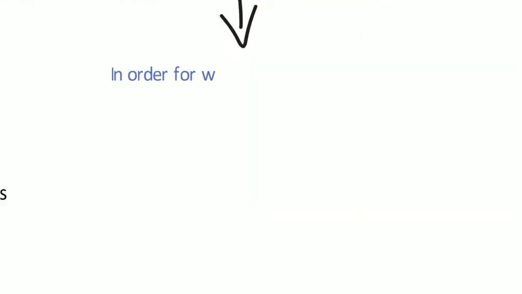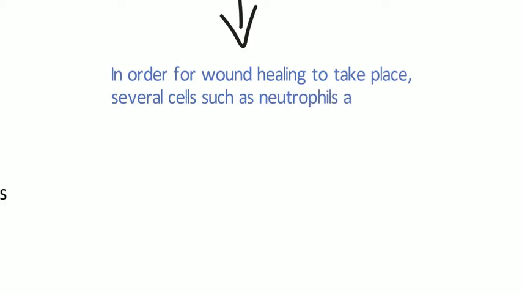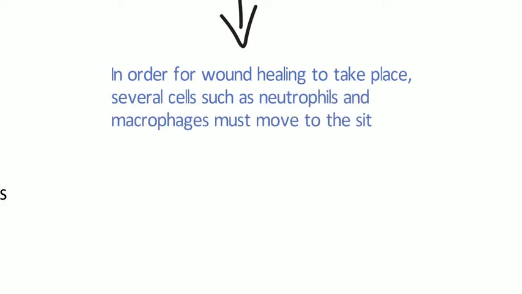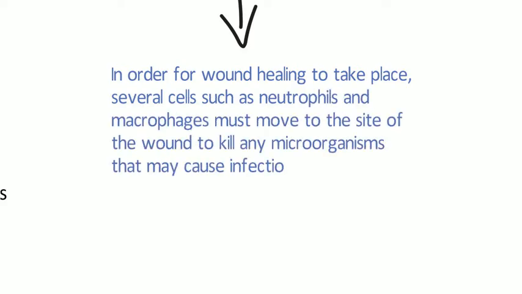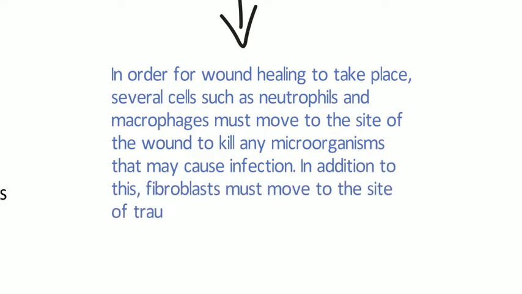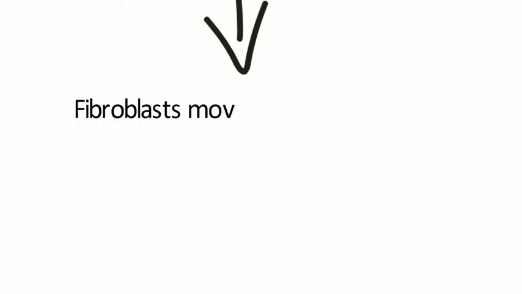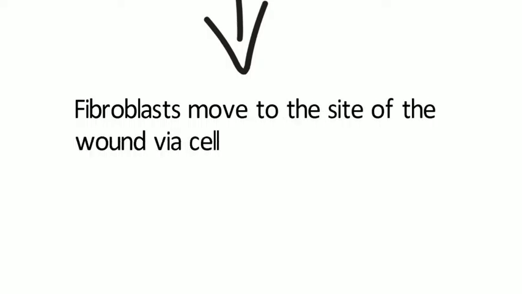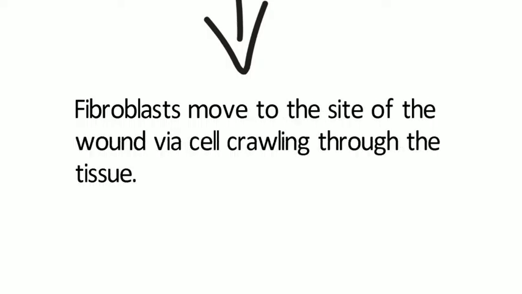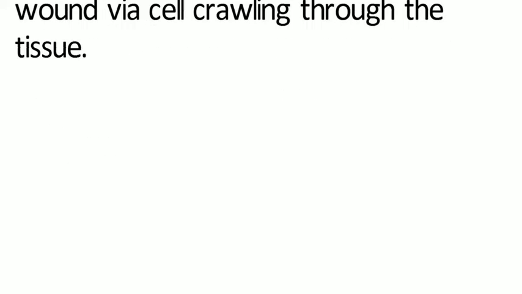If this barrier is breached, then the body must repair itself or risk serious consequences. In order for wound healing to take place, several cells such as neutrophils and macrophages must move to the site of the wound to kill any microorganisms that may cause infection. In addition to this, fibroblasts must move to the site of trauma to remodel the damaged tissue. Fibroblasts move to the site of the wound via cell crawling through the tissue. They are attracted to the site of infection by a paracrine chemoattractant secreted by leukocytes.